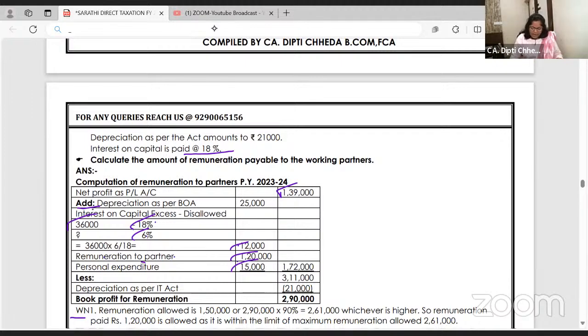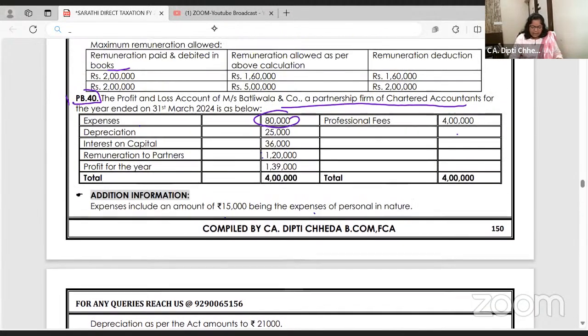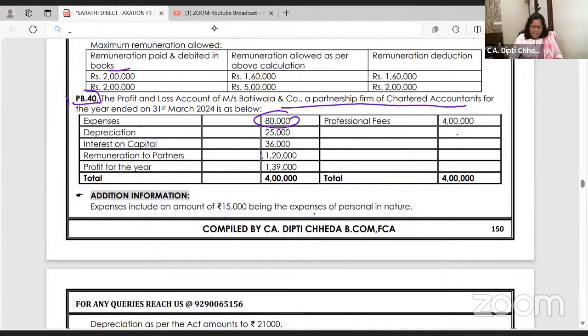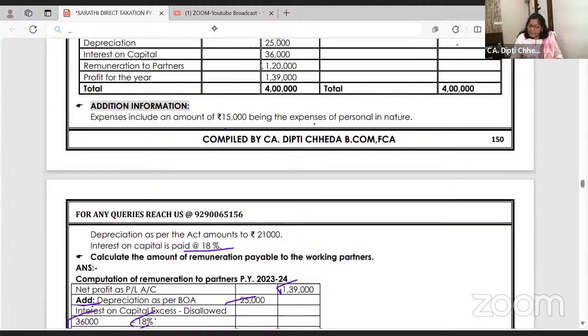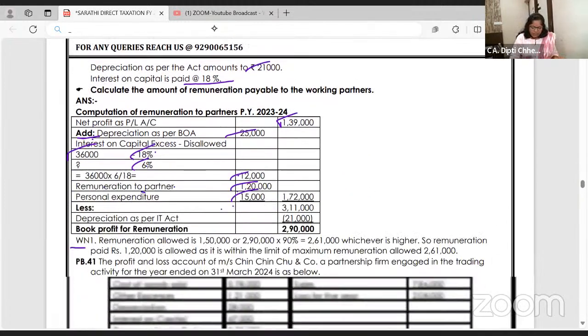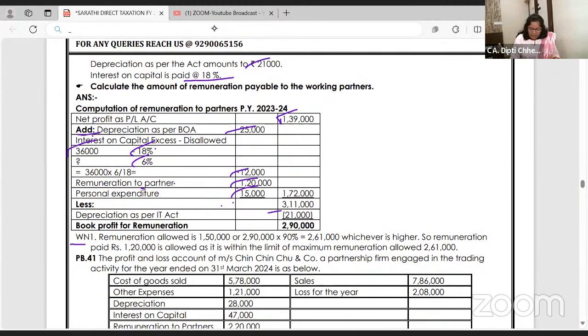Remuneration to partner, add back. Personal expense, add back. Depreciation as per books, add back. Depreciation as per Income Tax Act, block of assets, section 32, 21,000, deduct. Now what you are getting, 2,90,000, is your book profit.